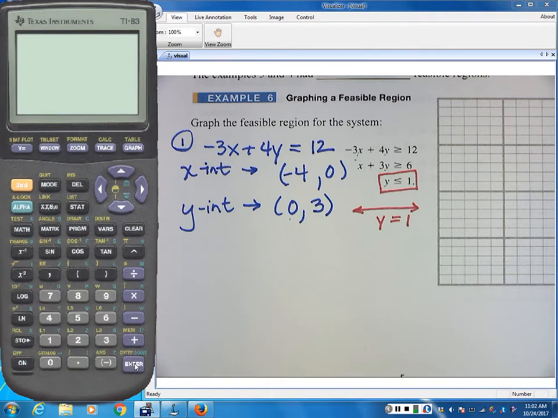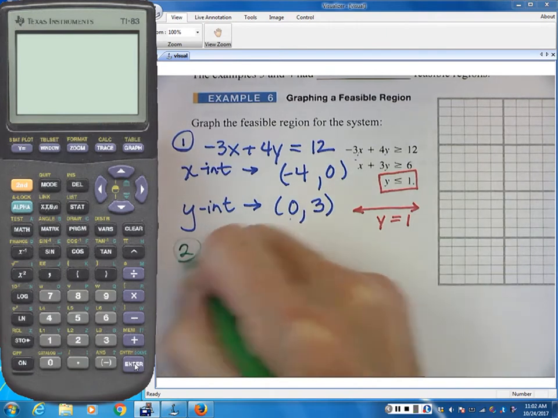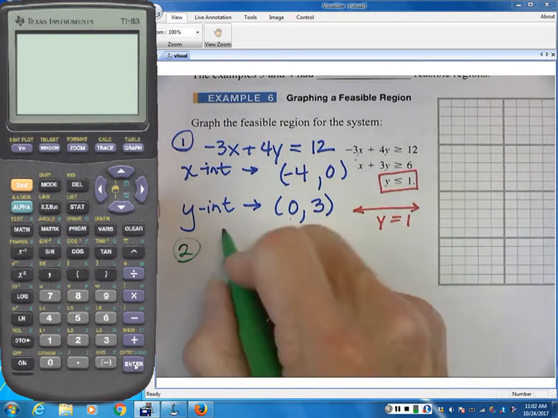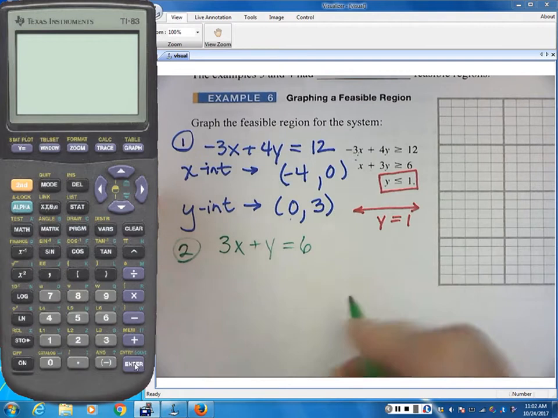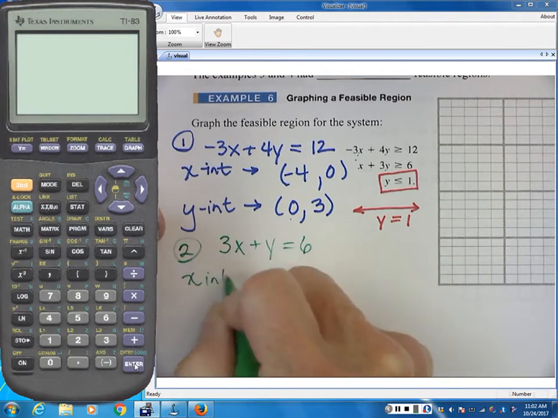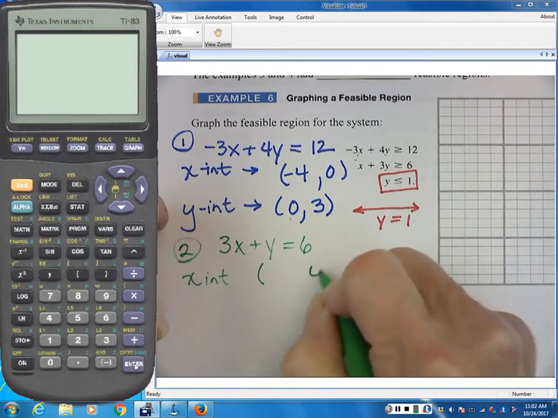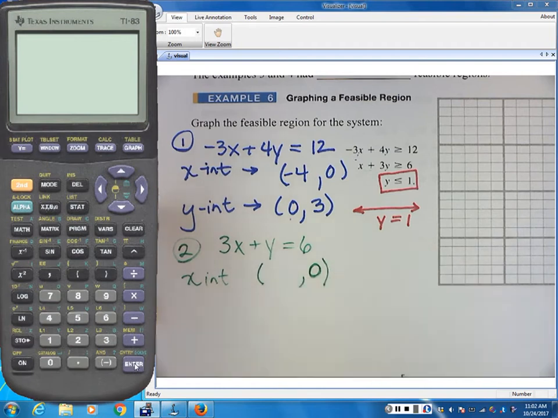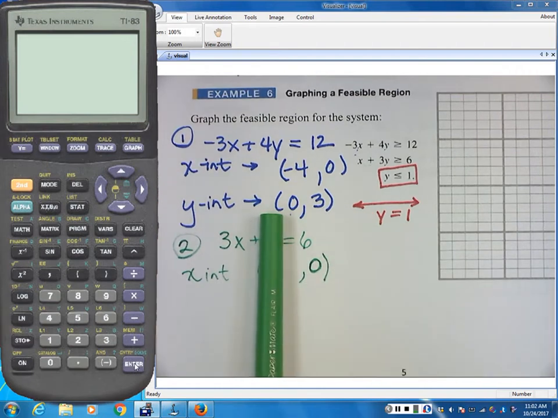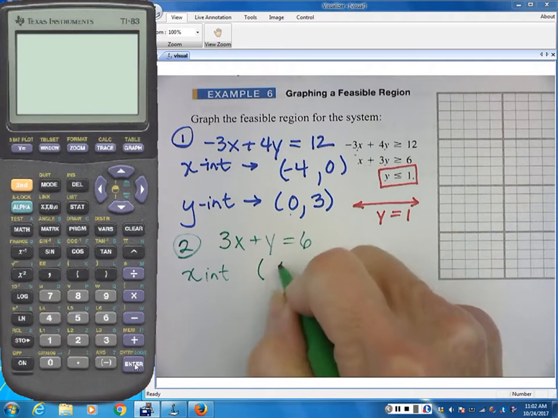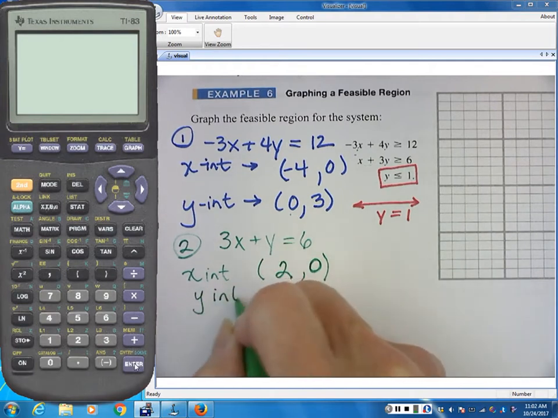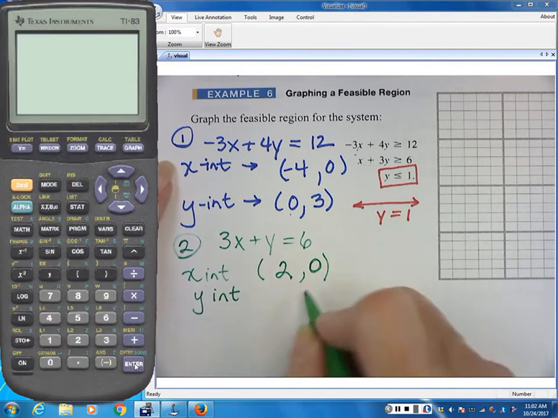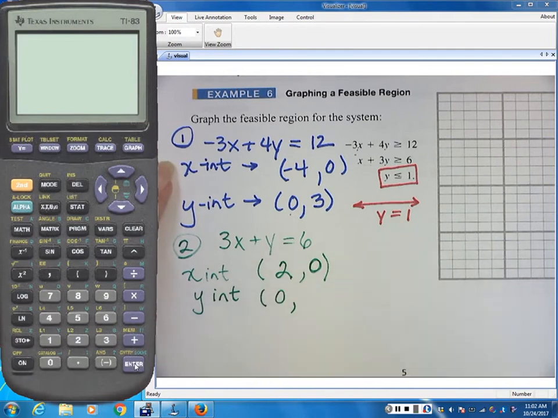Then for my other equation, 3x plus y equals 6, my x-intercept, I choose y to be 0, which means 3x is equal to 6, and that means x is equal to 2. Then I choose x to be 0 and find my y-intercept. It's supposed to be x plus 3y. Oh, thank you.